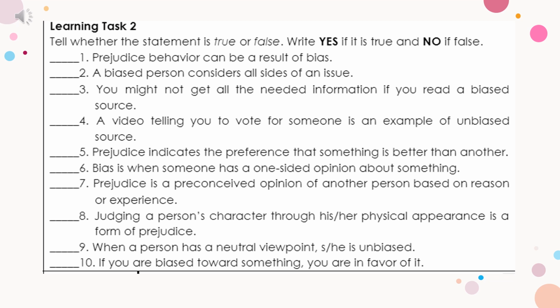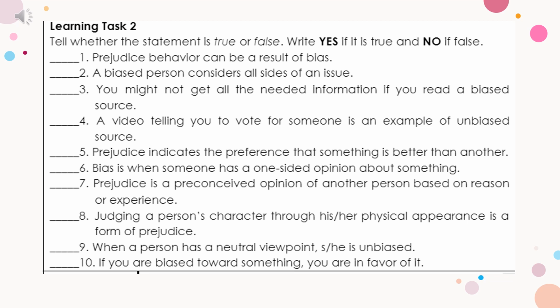Number 7. Prejudice is a preconceived opinion of another person based on reason or experience. Number 7 is no. Number 8. Judging a person's character through his or her physical appearance is a form of prejudice. The answer is yes.